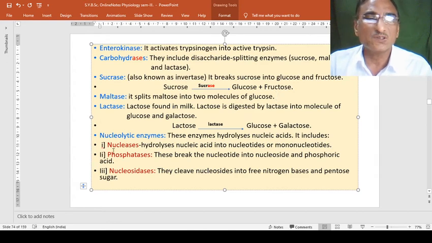Of them it includes nucleases. Nucleases specially hydrolyze nucleic acids into nucleotides or mononucleotides. Already we know about the nucleotides and nucleosides which are present in DNA. Then phosphatases break the nucleotide into nucleoside and phosphoric acid. So these are the two molecules. Then nucleosidases also cleave, meaning break down, nucleosides into free nitrogen bases and pentose sugar. Pentose is a five-carbon group.